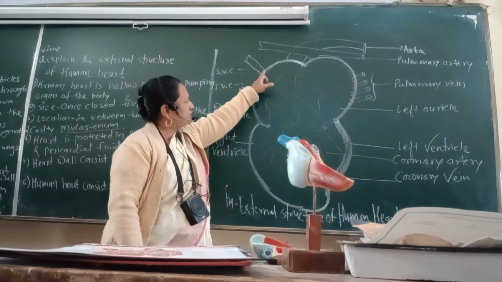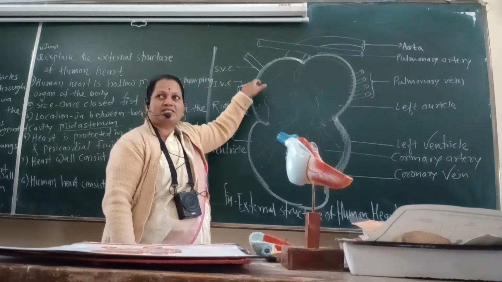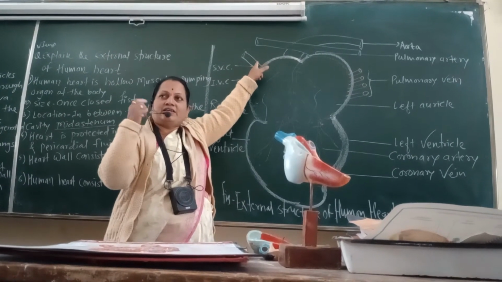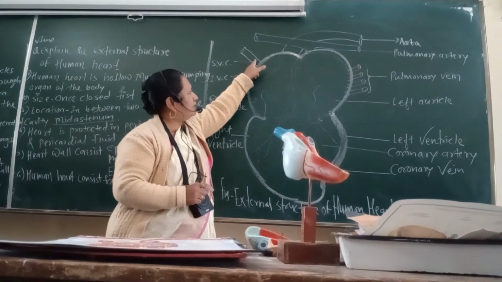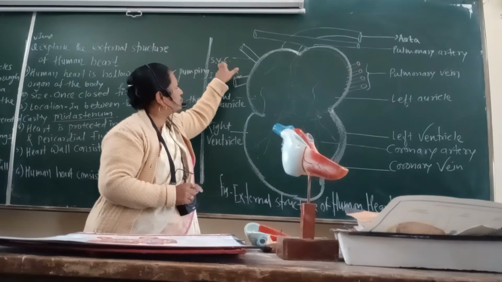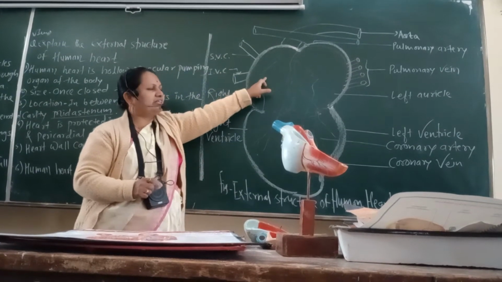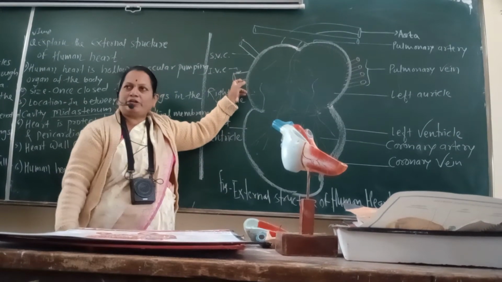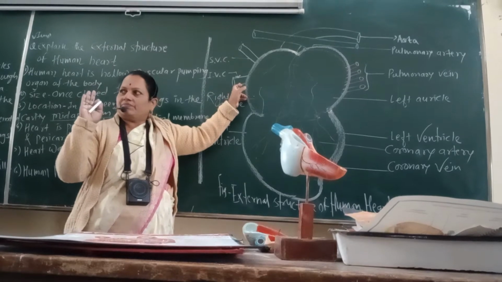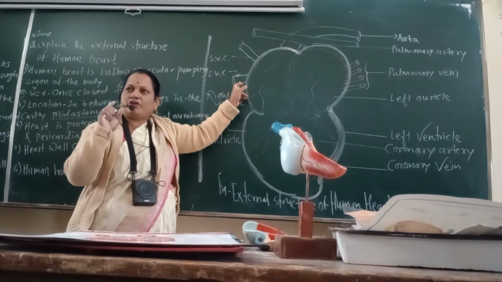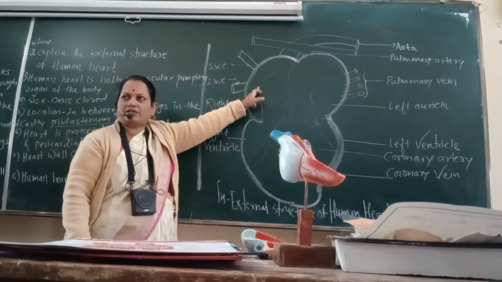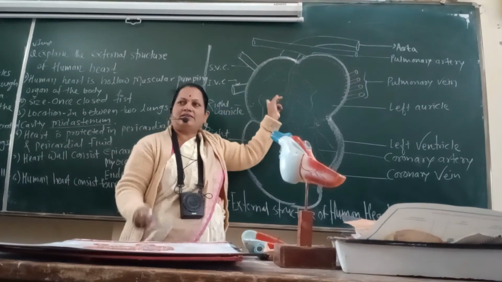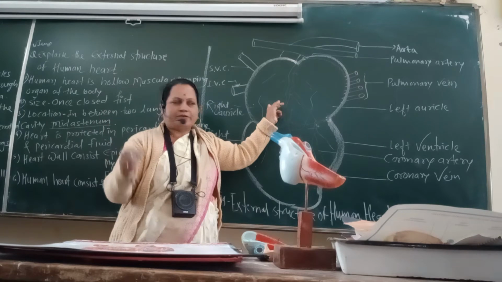The right auricle receives impure blood from the body. From the upper part of the body, like the head, impure or deoxygenated blood is collected by the superior vena cava and enters the right auricle. From the lower part of the body, impure or deoxygenated blood is collected by the inferior vena cava and opens into the right auricle. That means the right side of the heart is concerned with impure blood.